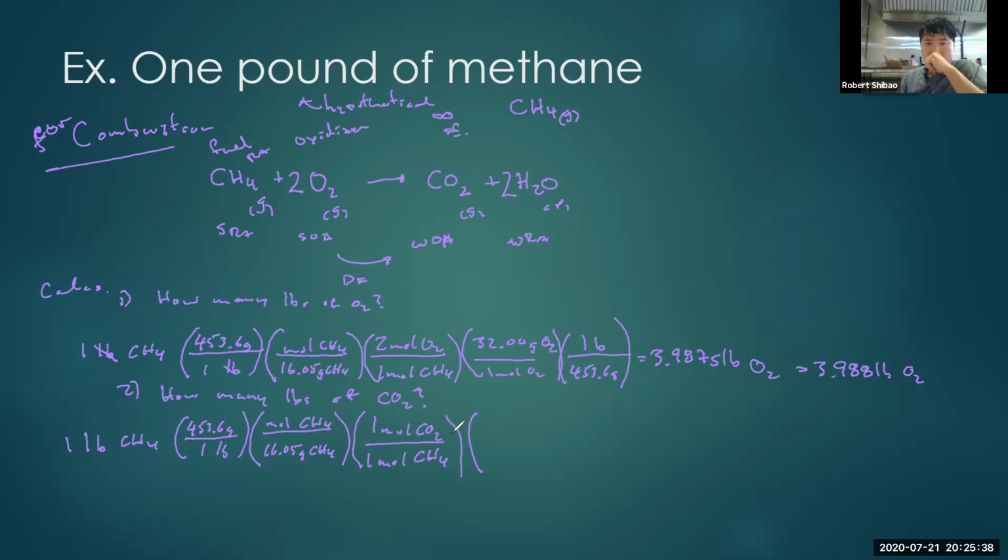Molar mass is next. Carbon's 12.01, oxygen is 16 times 2 is 32, plus 12 is 44.01 grams of CO2 for every 1 mole of CO2. And then again, we need to convert it into pounds. So 1 pound is equivalent to 453.6 grams. And the 453.6 grams cancel on both sides. So let's see how many pounds of CO2 are generated.